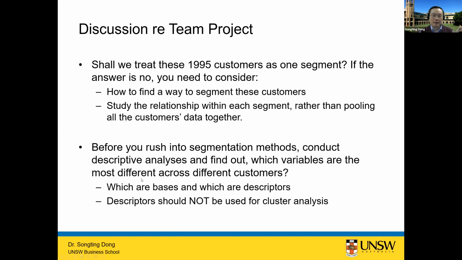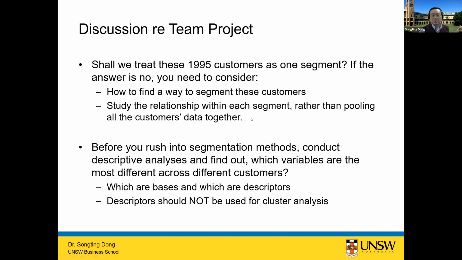Next one is customer heterogeneity. Shall we treat all these about 2,000 customers as one segment? Perhaps you would at least try. Since we have already studied customer heterogeneity and segmentation, you should at least try to find whether there are any segments in this entire body of customers. And if you try that, you need to think about how we find a way to segment these customers. We talk about base variables and descriptors. If we use cluster analysis, which variables should we choose? We should certainly choose the base variables, but which are base variables?